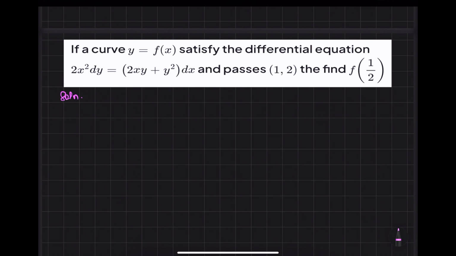If a curve y equals y of x satisfies the differential equation 2x square dy equals 2xy plus y square dx, so this is the differential equation and it passes through this point. Now look at this. How will we respond?